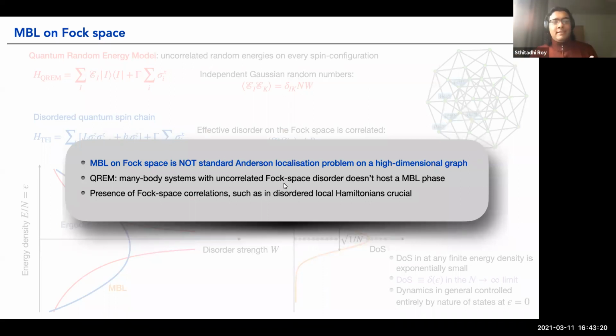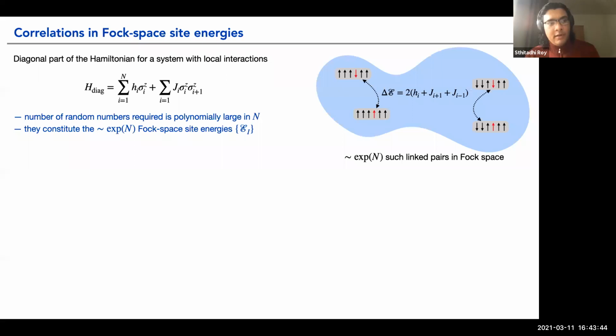The point I want you to take from this discussion is that MBL on Fock space is not a standard Anderson localization problem on a high-dimensional graph, because of the correlations. Second, the simplest model, which actually does look like a standard Anderson localization problem, the quantum random energy model, does not have an MBL phase. It suggests that the presence of Fock-space correlations, such as in disordered local Hamiltonians, is crucial. I'll then start talking about correlations in Fock-space eigenenergies, but if there are questions about the general setting, this is a good time to ask.